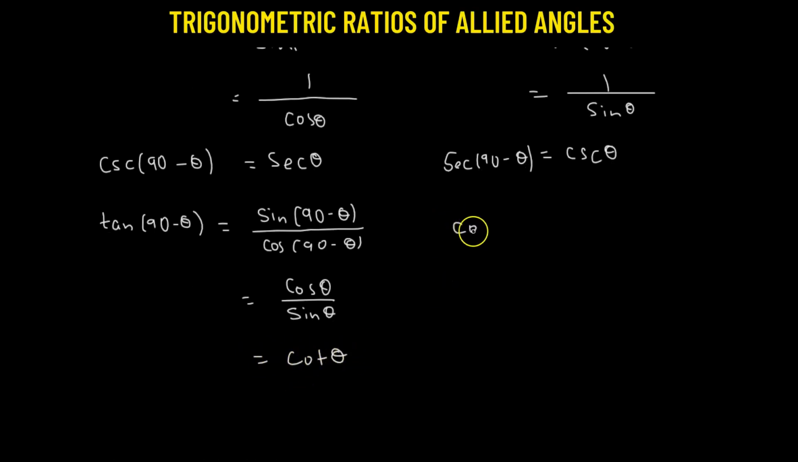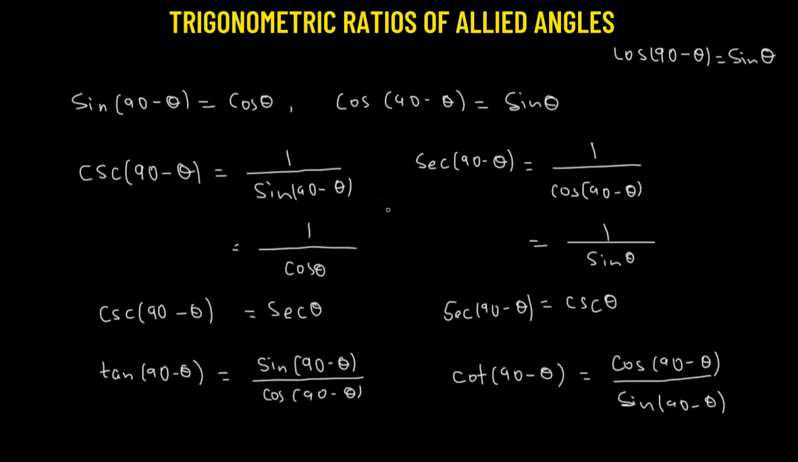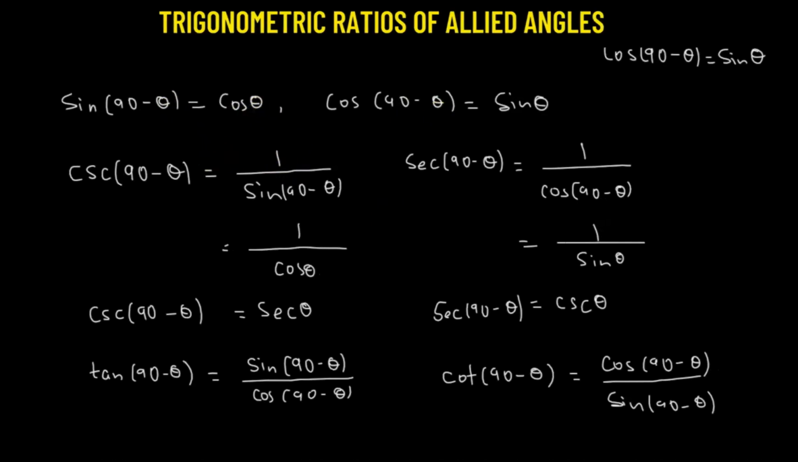Now, we'll find the value of cotangent of 90 minus theta. Cotangent of 90 minus theta is the ratio of cosine of 90 minus theta divided by sine 90 minus theta, which gives us sine theta divided by cosine theta, and the ratio sine over cosine is the tangent function. So we have tangent of theta. Hence, we have defined the allied angle 90 minus theta of each of the trigonometric functions in terms of theta.